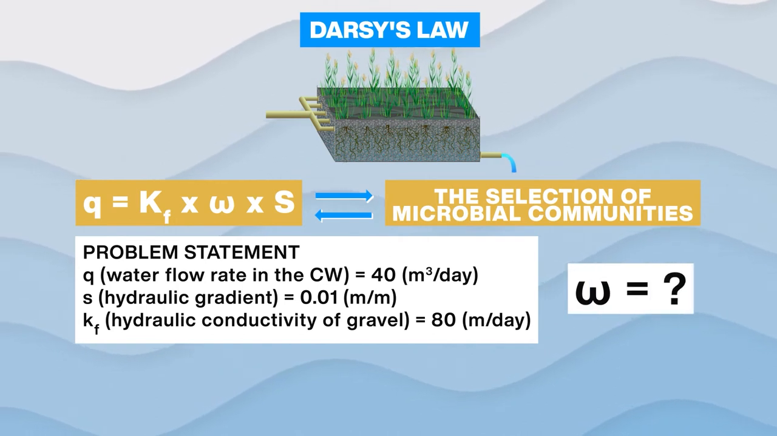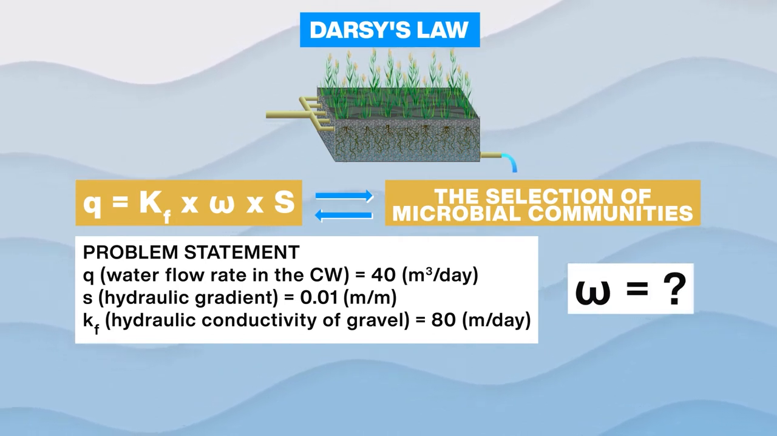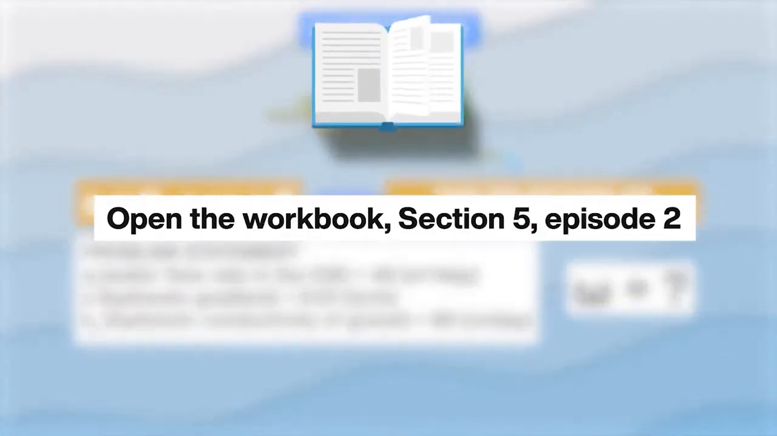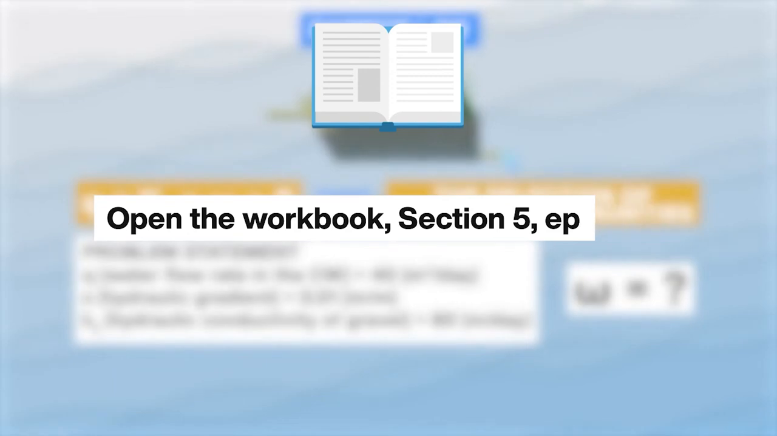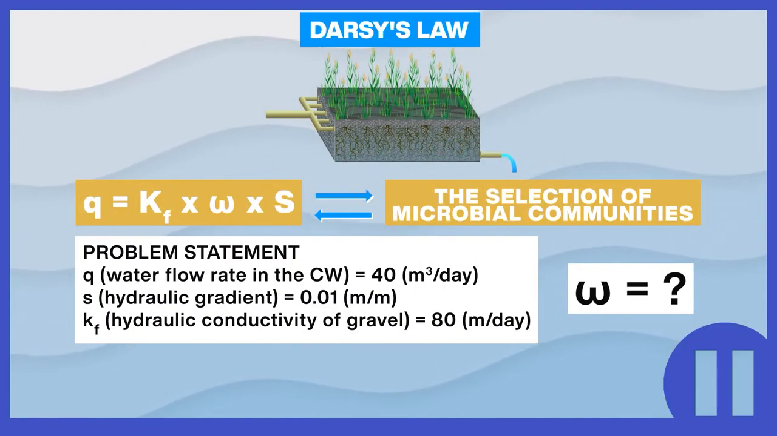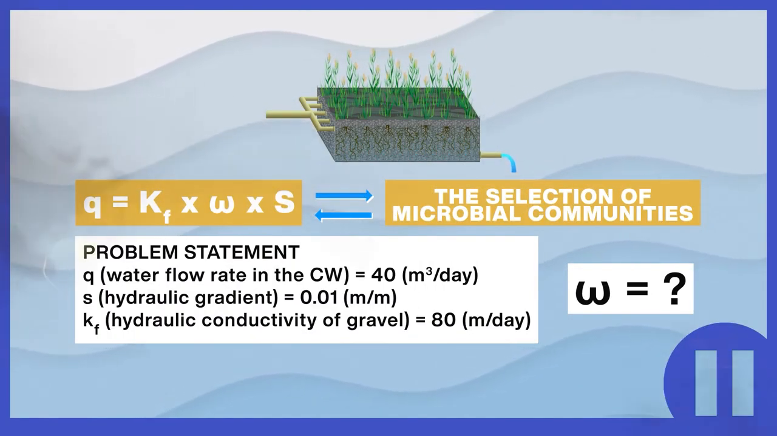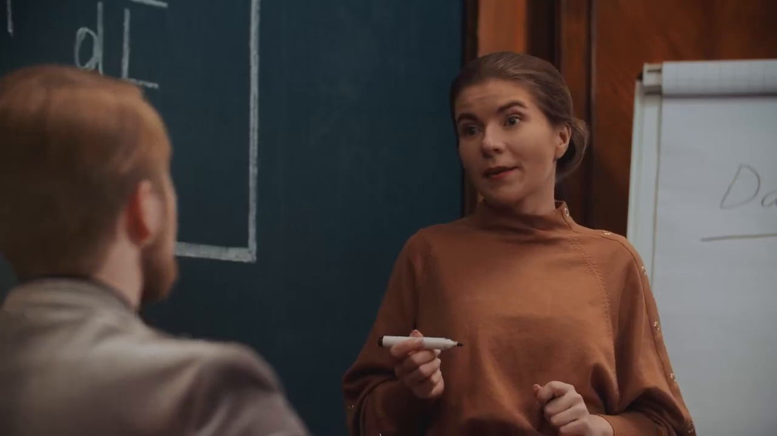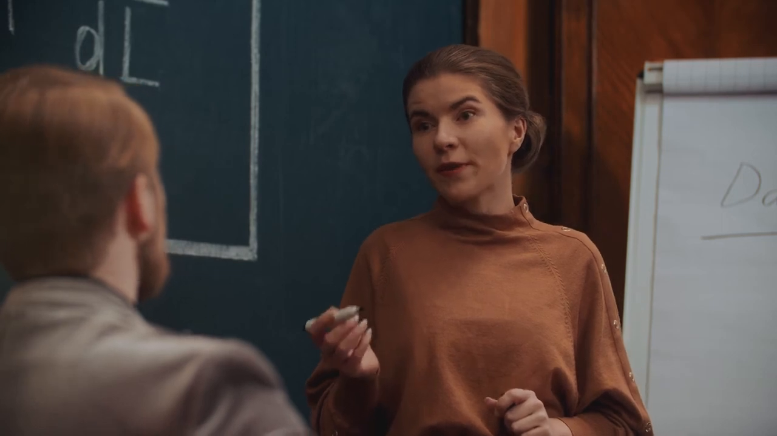Am I going too fast? No, but please give me 2 minutes to calculate. I have the answer, Professor. The cross-sectional area of a wetland is 50 square meters. Wonderful. I think now we have more or less the hang of hydraulics. As I remember, our next topic is... The removal of phosphorus and metals from wastewater, sir.